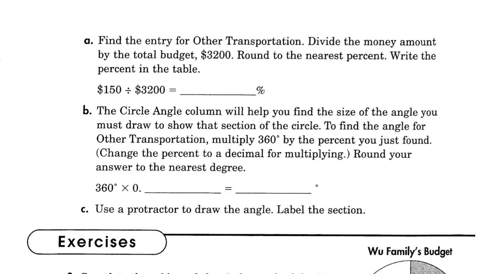All right, I was making it a little easier on the front side so you guys wouldn't have to keep switching around. It says find the entry for the other transportation. Divide the amount of money by the total budget, round to the nearest percent. Write the percent on the table. So we said that this would have been 0.0468. If I move my decimal 2 places, it's right there. If I round that, that becomes 5%.